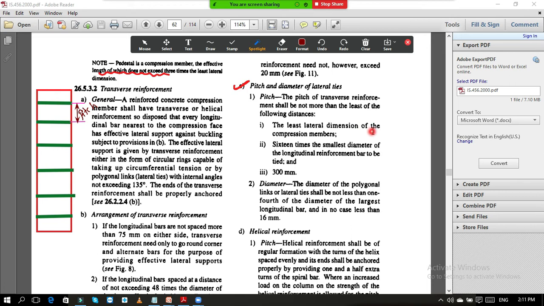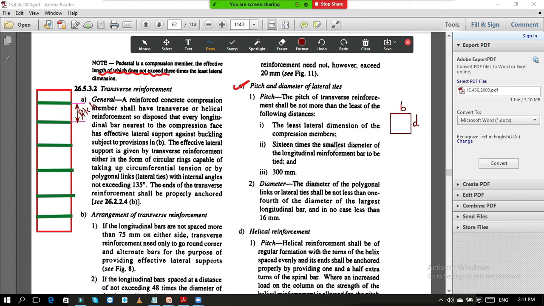The least lateral dimension of the compression member. What does the least lateral dimension of the compression member mean? Suppose this is your member. This dimension is B, this dimension is D. So whichever is less between B and D. If B is less, then the value of B should be considered. If D is less, then the value of D should be considered over here. That you should take.